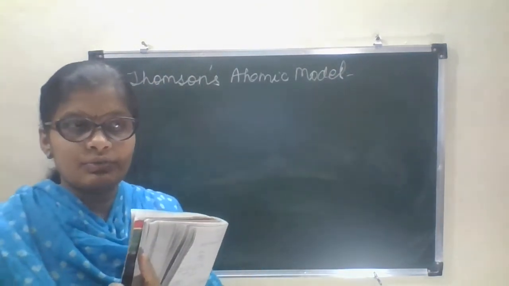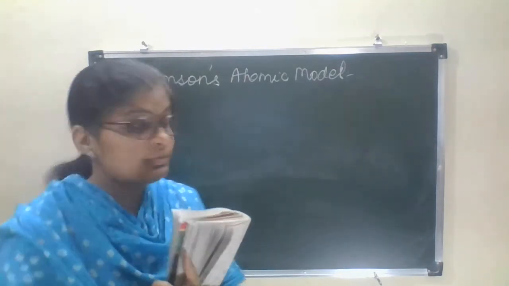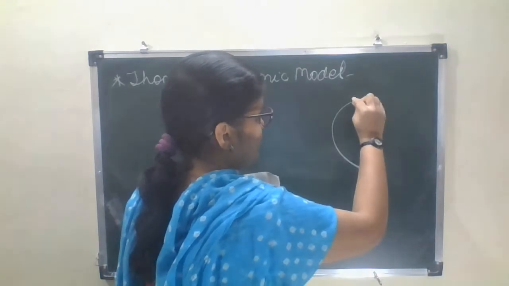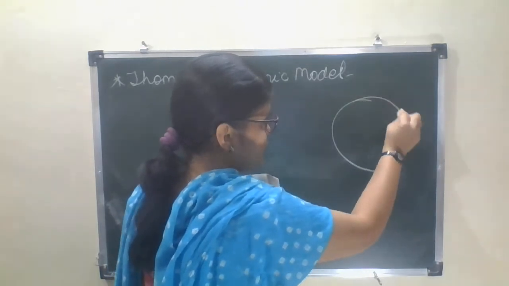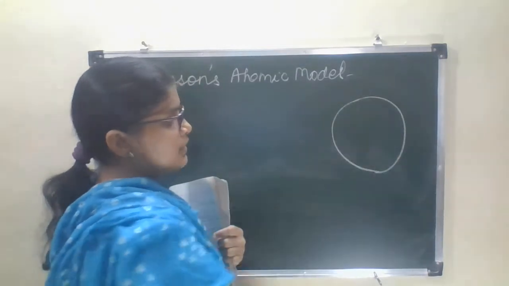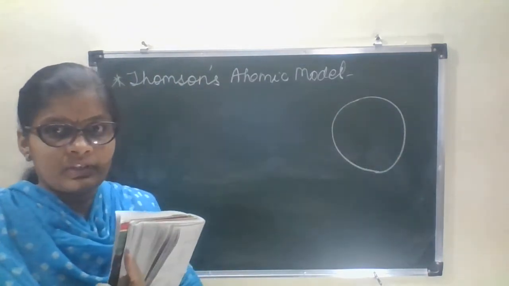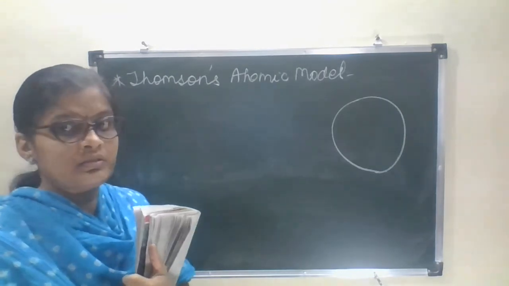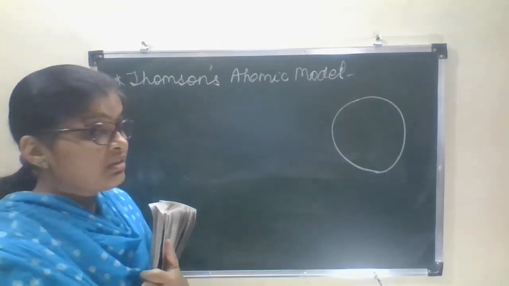So first he was studying an atom. He observed that an atom is nothing but a positively charged sphere. So this is the sphere. Why are we using the word sphere here? Why am I not saying it as a circle or a ring?